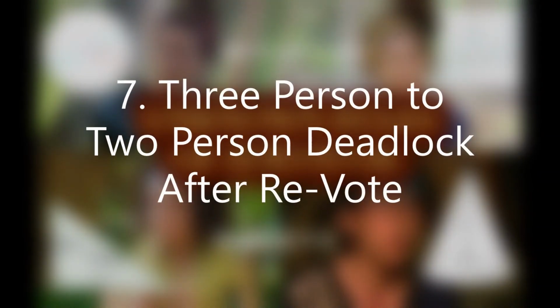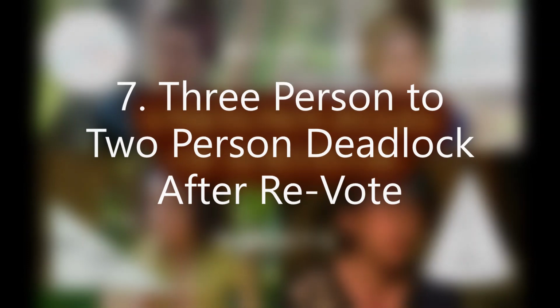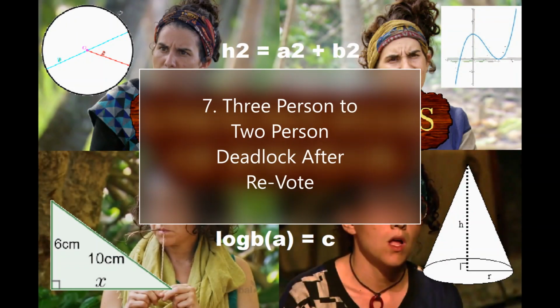Up next we're going to be talking about a deadlock type scenario at a tribal council, but unlike one we have ever seen on Survivor before. So in this situation we're going to be talking about a 3-person deadlock, and then it goes down to a 2-person deadlock again on the revote. So this is obviously a very situational scenario.